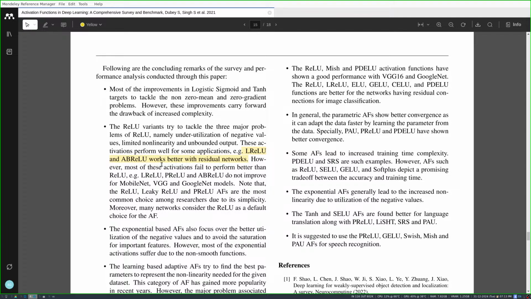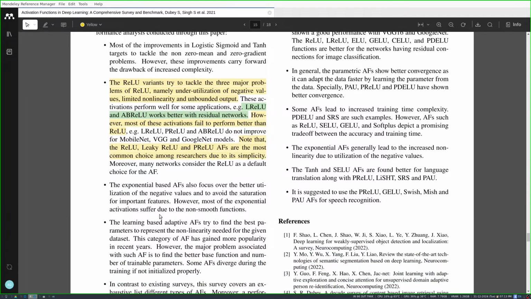Okay, however, most of the activation functions failed to perform better than ReLU. Really. Note that ReLU, linear ReLU, is the most common choice among researchers due to its simplicity. Moreover, many advocates consider ReLU as the default choice for activation function. Yeah, true.